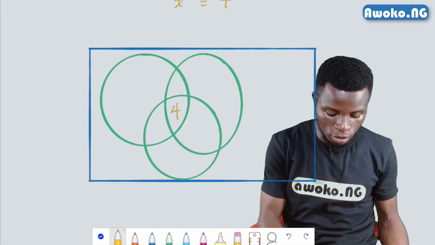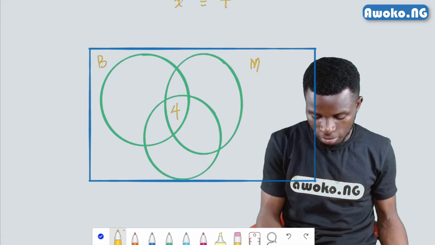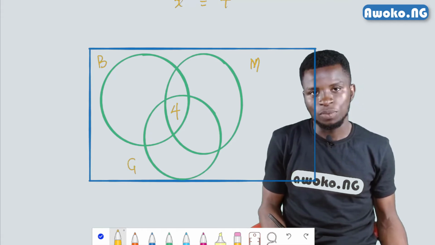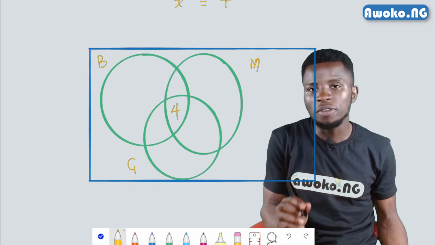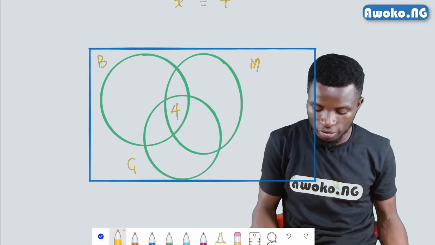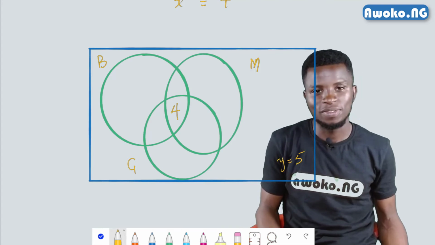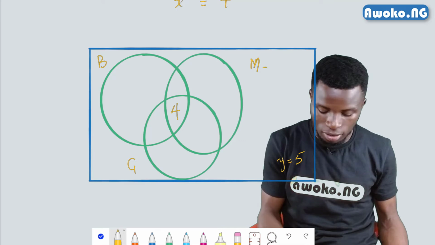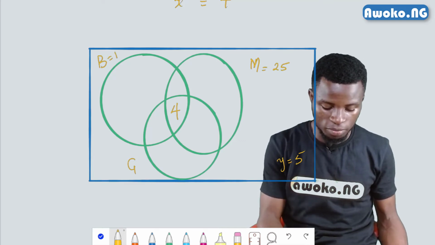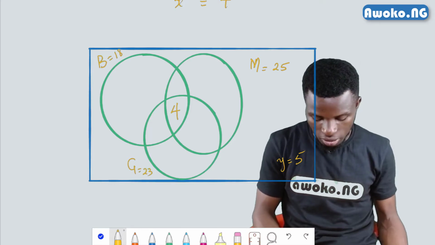Of course, let us call this biology, let us call this mathematics, and let's call this government. Remember, we have 5 of them who do not offer any of the courses. So we have y is equal to 5. Is that okay? So for mathematics we have 25 of them, for biology we have 18 of them, while for government we have 23 of them.